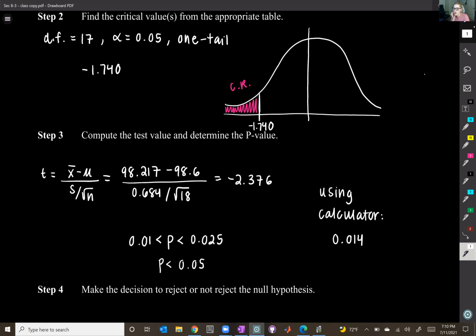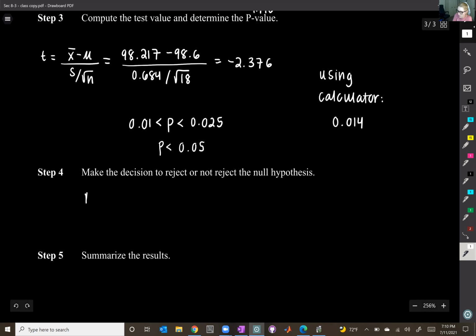So right on. Using both of those things that we did, we can say that the p-value is less than our significance level, which means that we can reject the null. So we reject.